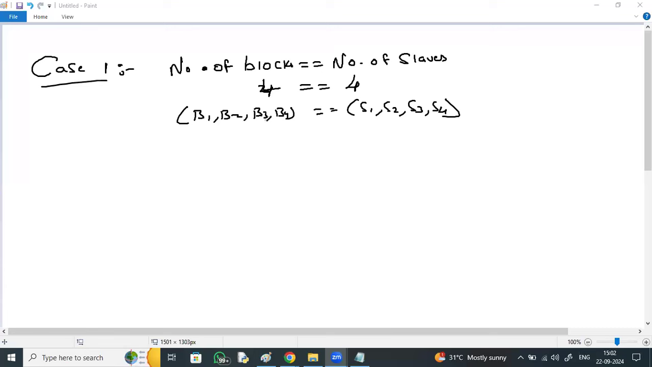Number of blocks equal to number of slaves. In Hadoop, the file is divided into blocks. The blocks are distributed across multiple systems. Assume you have got 4 blocks and 4 slaves, means number of blocks equal to number of slaves, then you will get high speed. Full parallelism is what you are going to see.